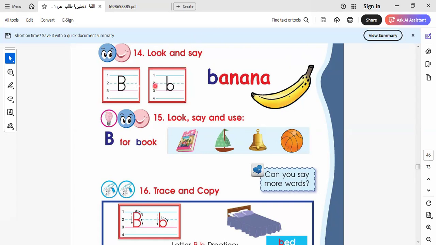Let's go to another one here. Here is capital B and small b. Capital B and small b. Let's go to another one here. Capital B and small b.